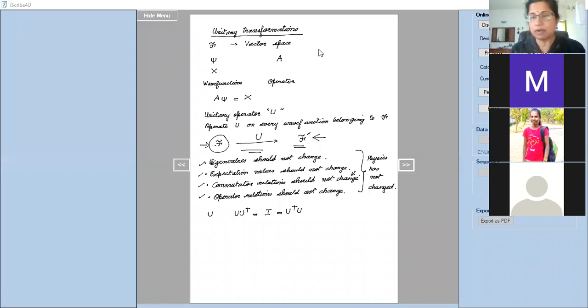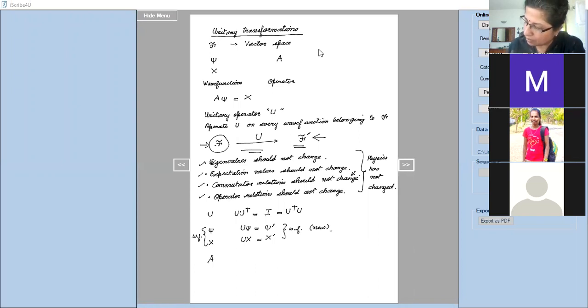Right. So before we do this, let us first of all write down. We have psi in the original, x in the original. These are the wave functions. And then we do U psi, which gives us psi prime, and we do U x, which gives us x prime. These are, as I said, wave functions, and these are the new ones.